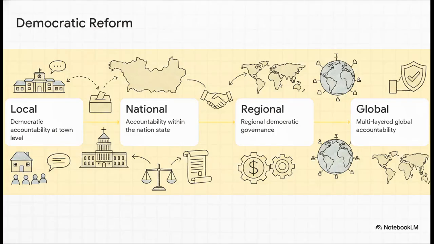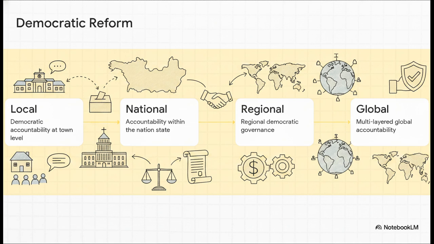Now, to actually manage these expanding freedoms, justice requires what David Held calls cosmopolitan democracy. This means creating multi-layered global governance with genuine democratic accountability at every single step, rather than just relying on unelected bureaucracies. This accountability has to scale up sequentially. It starts at the local town level, moves to nations, then regions, right up to the global level.